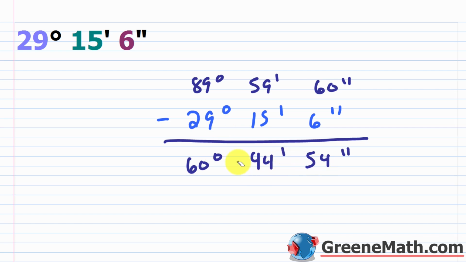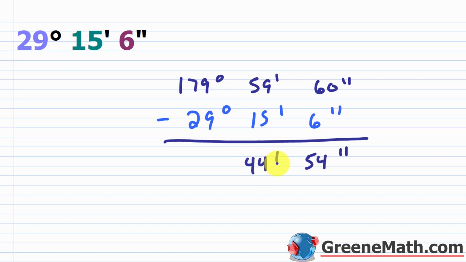Now, similarly, you can erase this part. And up here, what I'm going to do is I'm going to put 179. Nothing else will change. Because if I put 180 there, again, I'd have to borrow and then borrow again. Okay, so this is how you would set it up. And once you've done this, it's very easy. You just go through and say, okay, well, 60 minus 6, we know that's 54, so 54 seconds. 59 minus 15, again, we know that's 44, so 44 minutes. And then 179 minus 29 is 150, so 150 degrees there. So the supplement of this angle would be 150 degrees, 44 minutes, 54 seconds.